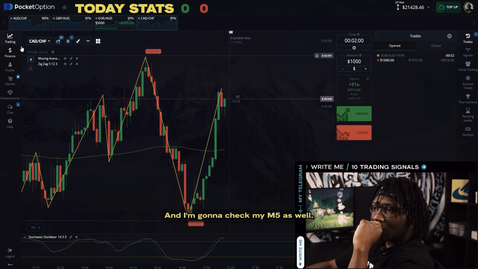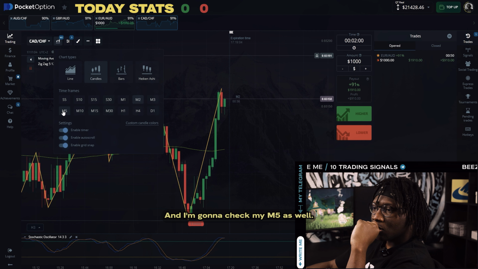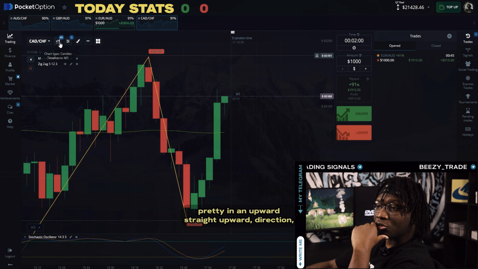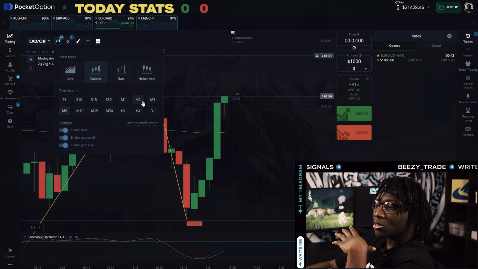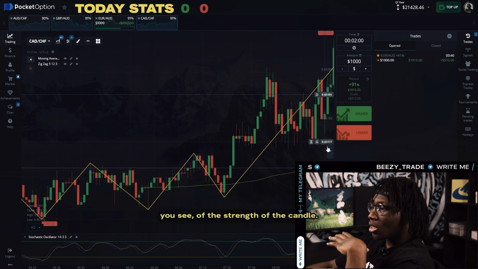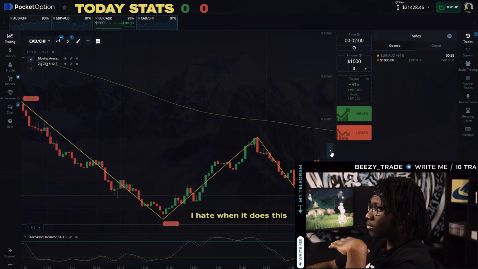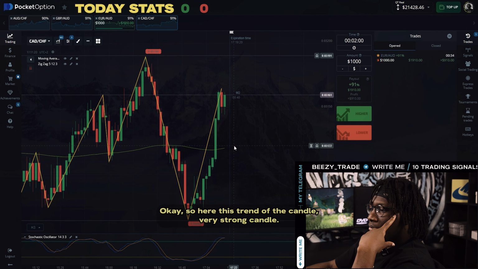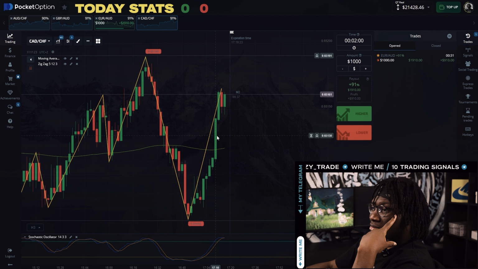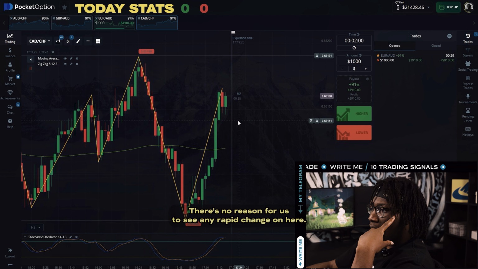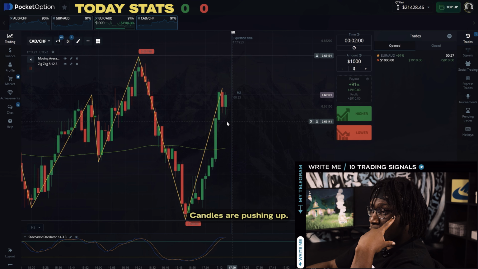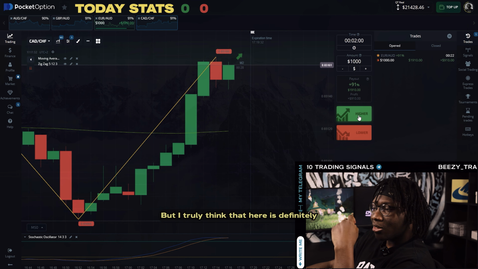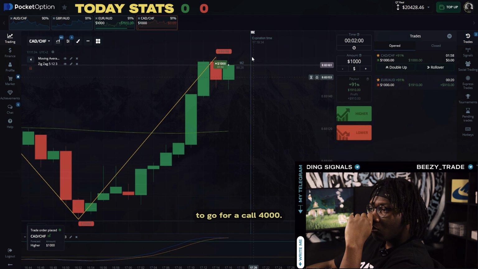Maybe. And I'm going to check my M5 as well, and I'm seeing that the market is pretty much in an upward direction. You see, off the strength of the candle, I hate when it does this. Can I get back to where it was? Okay. So here, strength of the candle, very strong candle. There's no reason for us to see any rapid change on here. Candles are pushing up. We see a little bit of resistance, but I truly think that here is definitely a place to go for a call for 1,000.